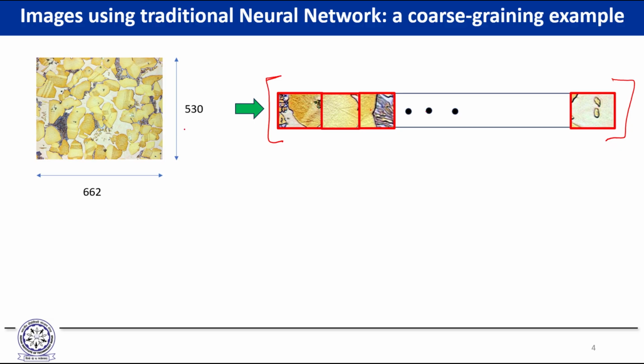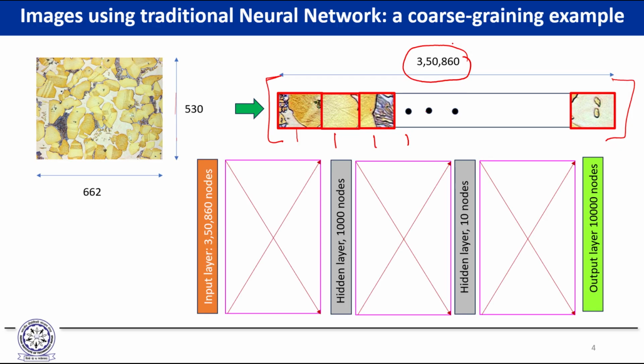It so happens that this image, which is what I measured out, is 530 pixels in height and 662 pixels in length. So if I think of each individual bit of the image as a feature, I will have a total of 350,860 features. Now think in terms of what a traditional neural network would do.